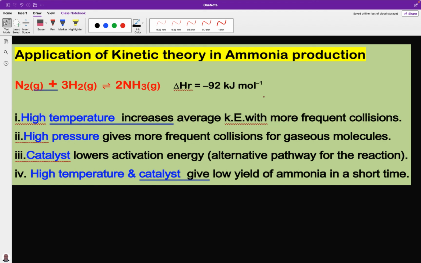What happens with a catalyst in terms of the kinetic theory? The catalyst only lowers the activation energy. And in terms of Kc, the catalyst will not have anything to do with it. At high temperature, in terms of Kc, as we earlier said, high temperature will give less yield of ammonia.